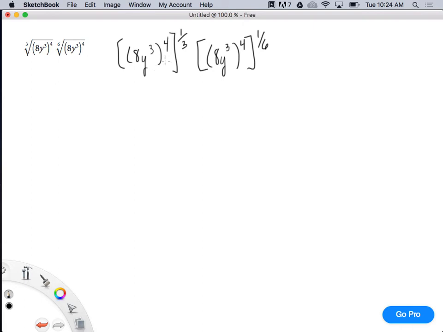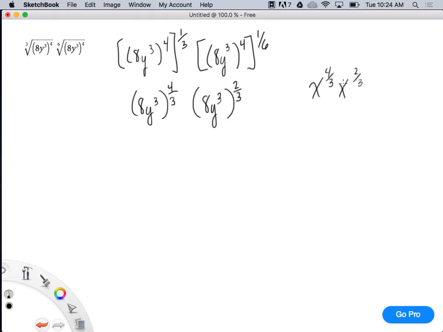Okay. Now I have a power raised to a power, so I multiply them. 8y to the third, all of that is to the 4 times 1/3 or 4/3 power, then 8y to the third to the 4 over 6, which simplifies to 2/3 power. Now look, I can make my life really easy right now if I want to. What do you notice about both of these things in parentheses? They're the same. So effectively, this is just x to the 4/3 times x to the 2/3.